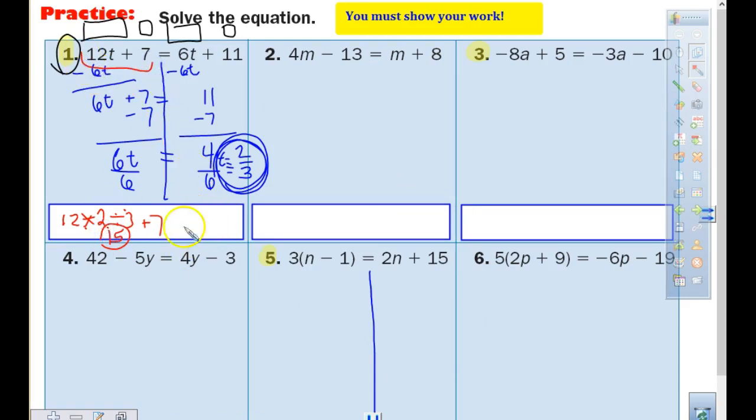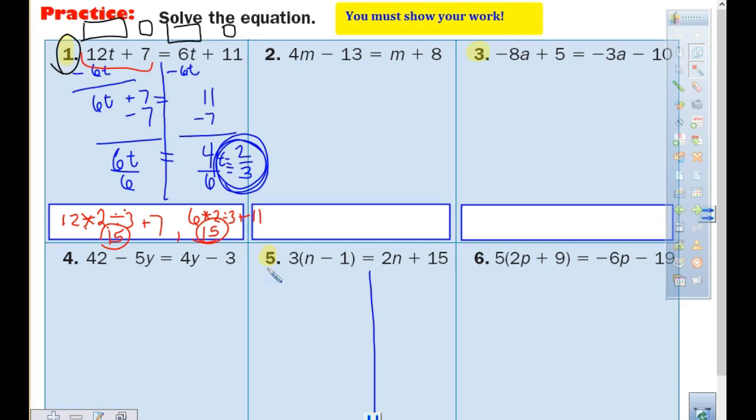So Juliana, how do I check the other side? What am I going to do? I'm going to put 6 times what? 2/3 plus 11. Yeah, put that in your calculator, please. 6 times 2 divided by 3 plus 11. Did we get 15 also? Yes. So that's how you do the check a little differently when you have variables on both sides, right? Still not hard, right? So now we've got to continue.